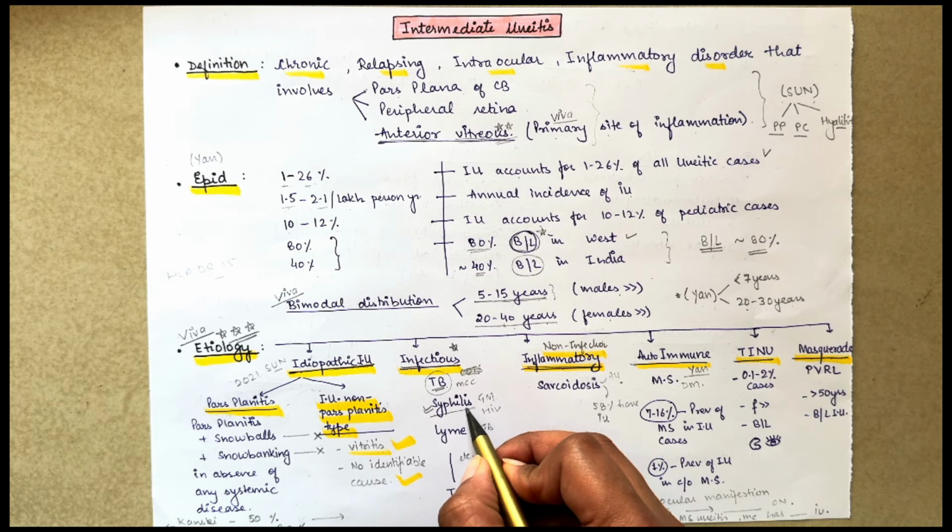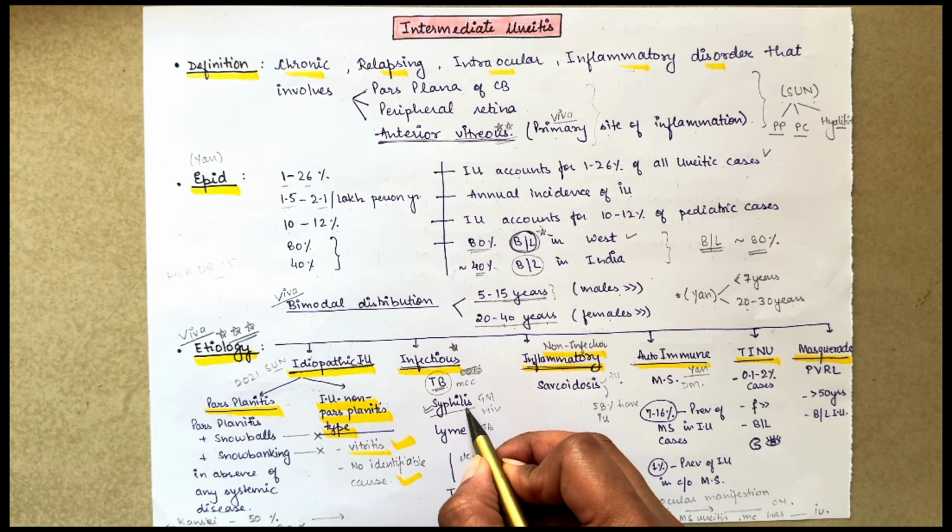Now listen carefully: you can write symptoms of uveitis as pain, photophobia, redness in any question of uveitis. But what is important specifically for intermediate uveitis is that it has floaters as the main history in 60% of cases and diminution of vision. So it is important that you mention these two symptoms. Because the main primary site of inflammation is the vitreous, there are floaters. You mention floaters and diminution of vision more than pain, photophobia, and redness. This percentage I've taken from Yanoff. You can mention it.